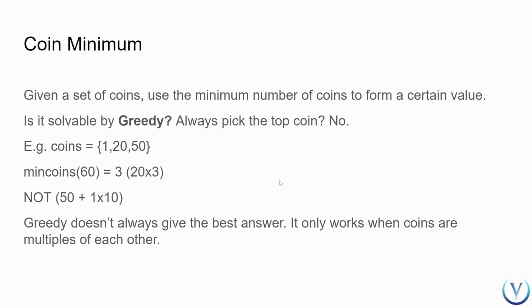The answer is no. Suppose we have the following coins, 1, 20 and 50. The minimum number of coins to form 60 cents is 3 because we can just take 3 20-cent coins. However, if we greedily pick the largest one, which is 50, first, then we cannot take the 20, if not that will overflow. So we must take 10 ones, and that is not the optimal answer.